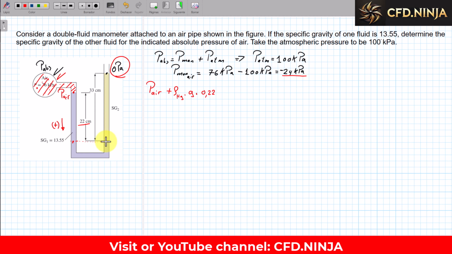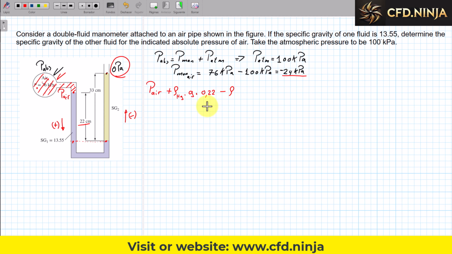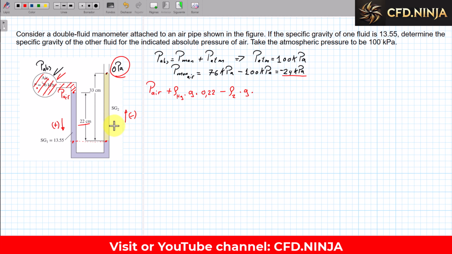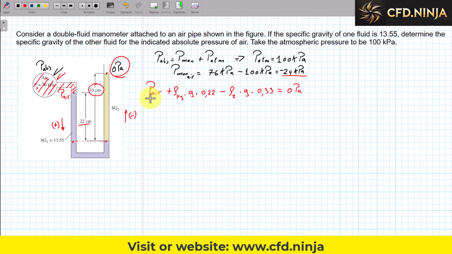Automatically I go here, and from this point I am going to go to this point here. When I go up the pressure decreases, for that reason here it would be minus. Minus density of what fluid? Density of this yellow liquid fluid, that I don't know. I'm going to put density 2 multiplied by gravity multiplied by the height or depth, which in this case is 33 centimeters or 0.33 meters. This has to be equal to 0 pascals, which is the gauge pressure. All the pressures we are working with here are gauge.